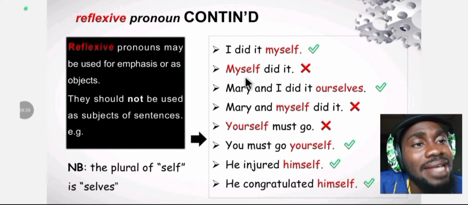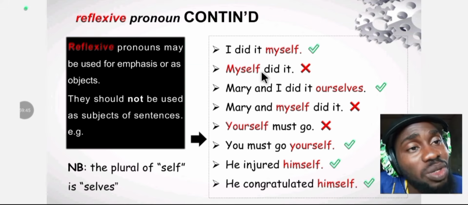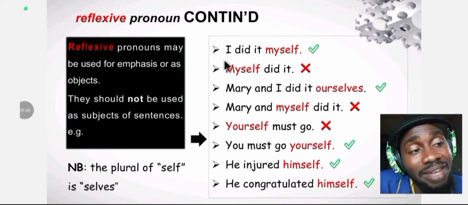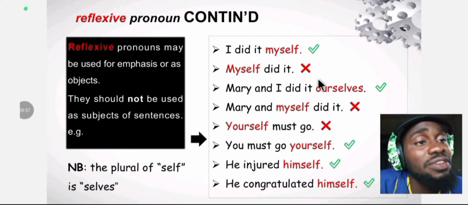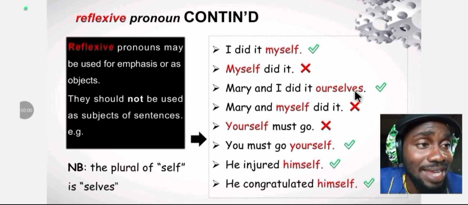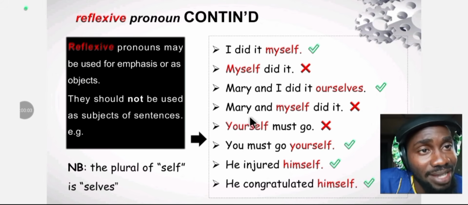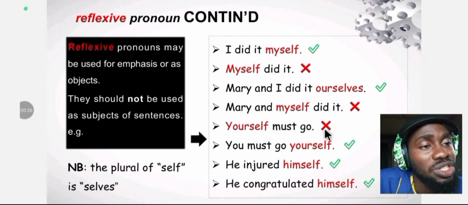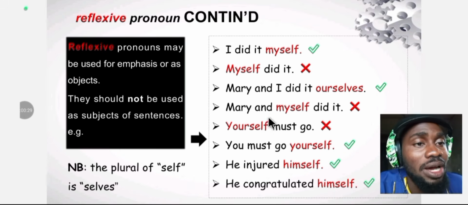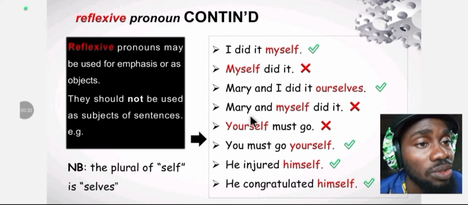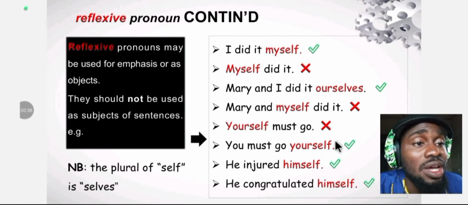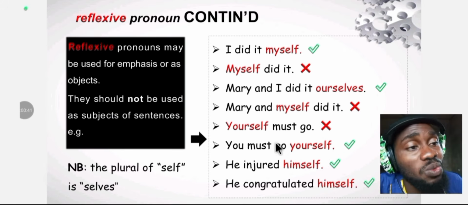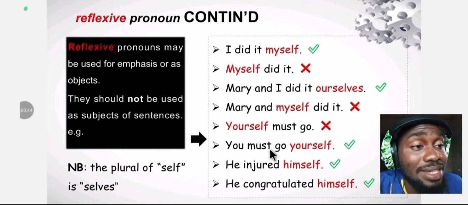Looking at the next example, myself did it is wrong because the reflexive pronoun here makes up the subject position, or the left-hand side of the verb. The next example, Mary and I did it ourselves, which is correct. Why is it correct? Because the reflexive pronoun occupies the right-hand side or the object position. Next, yourself must go, which is wrong. Why is it wrong? The reflexive pronoun occupies the left-hand side or the subject position of the sentence. Next, you must go yourself, correct. Why is it correct? Because the reflexive pronoun occupies the object position, the right-hand side of the verb, okay?